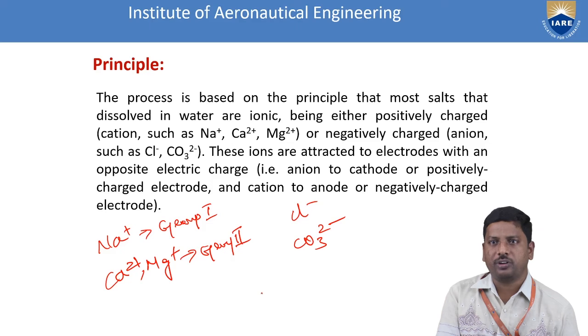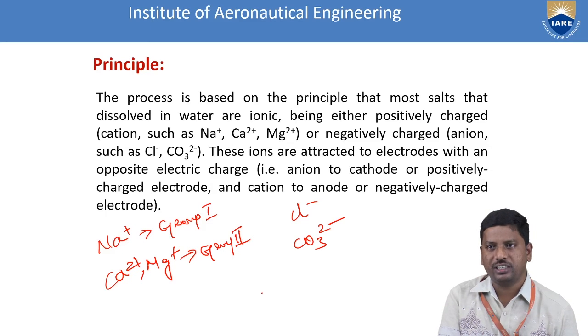That means this process is applicable to charged particles only, either positive charge or negative charge, and the ions are attracted towards the electrode with the opposite charge. That means anion to cathode or positively charged electrode, and cation to anode or negatively charged electrode. Depending upon the charge present on the electrode, these ions are attracted towards the respective electrodes under applied EMF. So this is the main principle involved in the electrodialysis process.